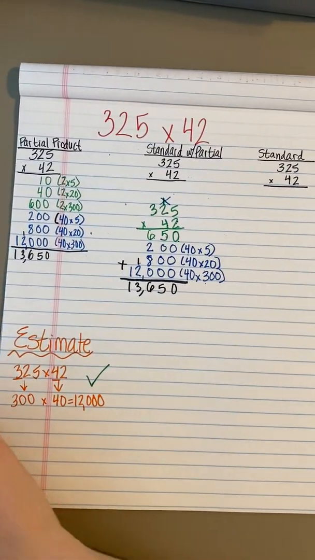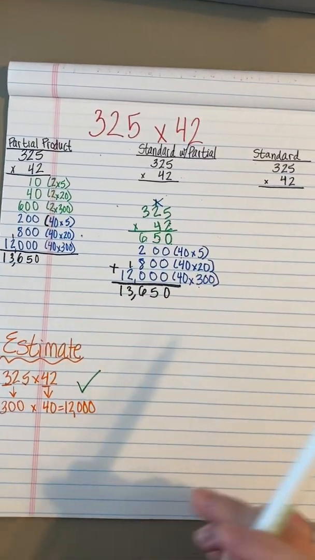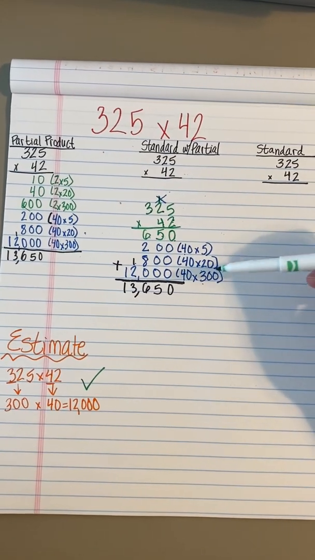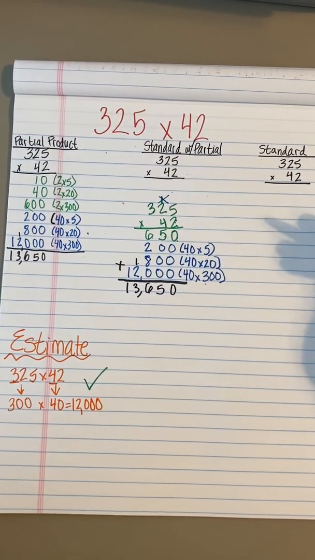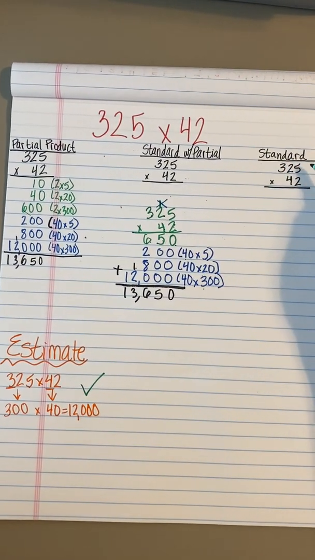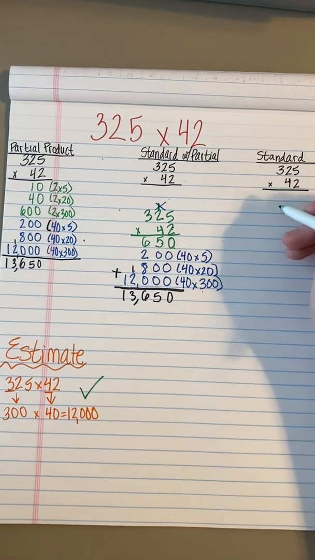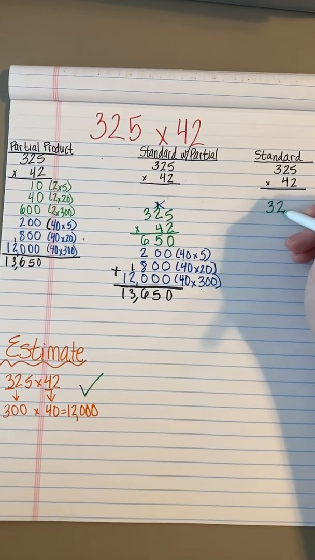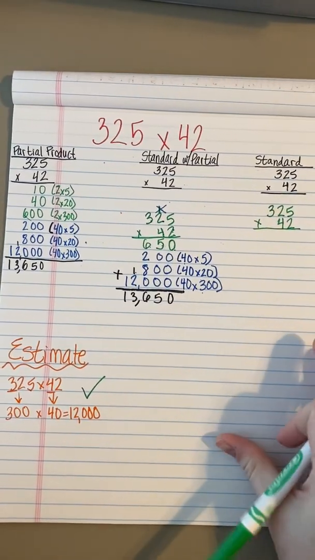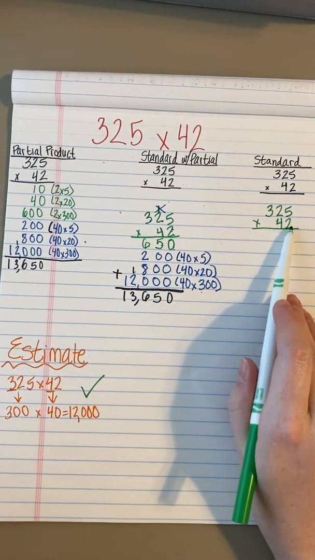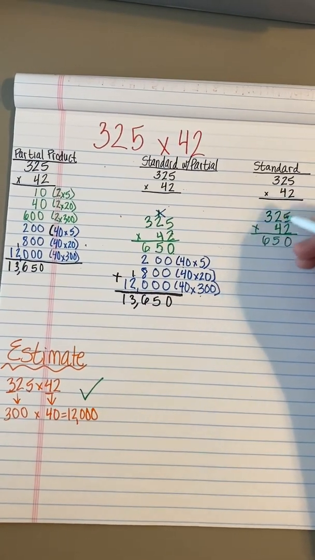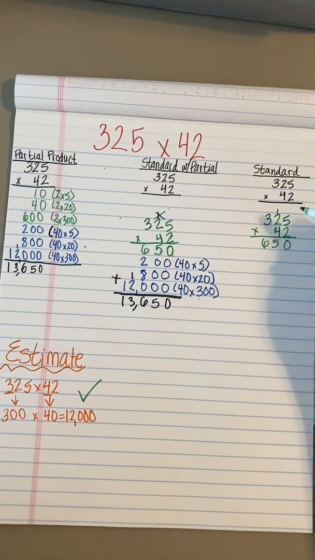So now we're going to move on to the full standard algorithm. So again, instead of doing this blue part as the partial product, we're going to condense it into the standard algorithm. Because, like I said over here, this is super close and we don't have room to show our regrouping, I'm going to rewrite this problem. And we already know that 325 times 2 is 650. So I'm going to put that in here and still show my regrouping.